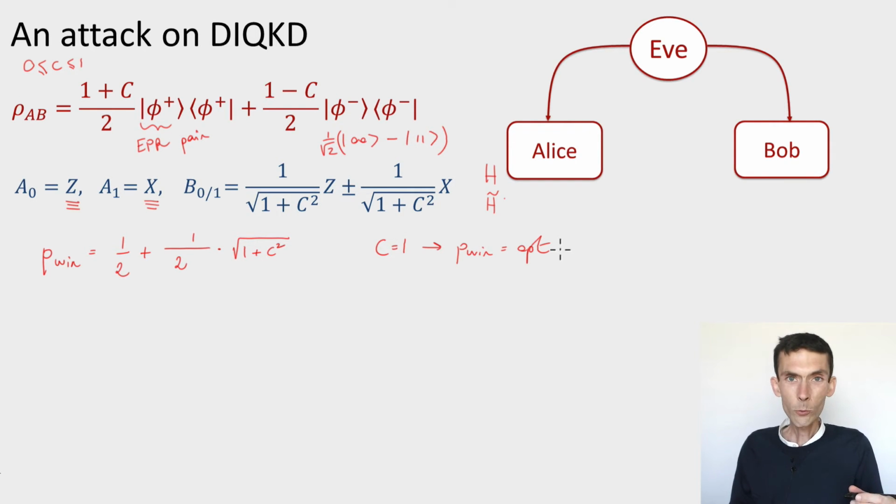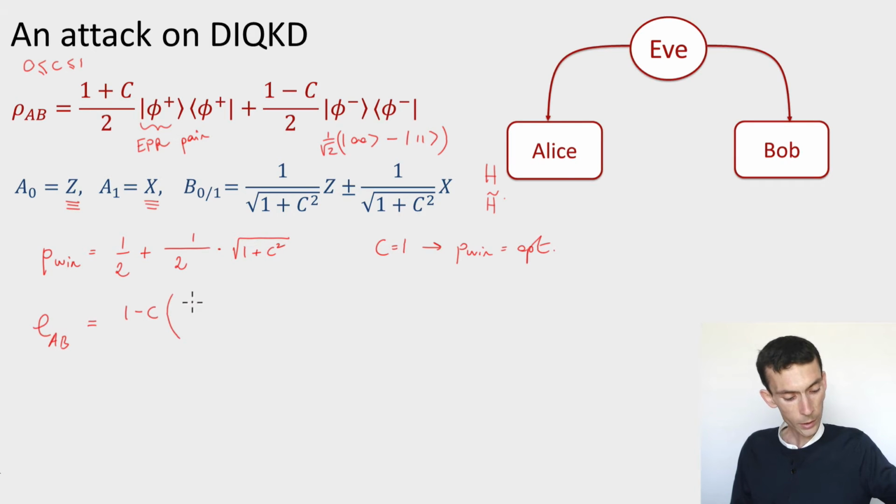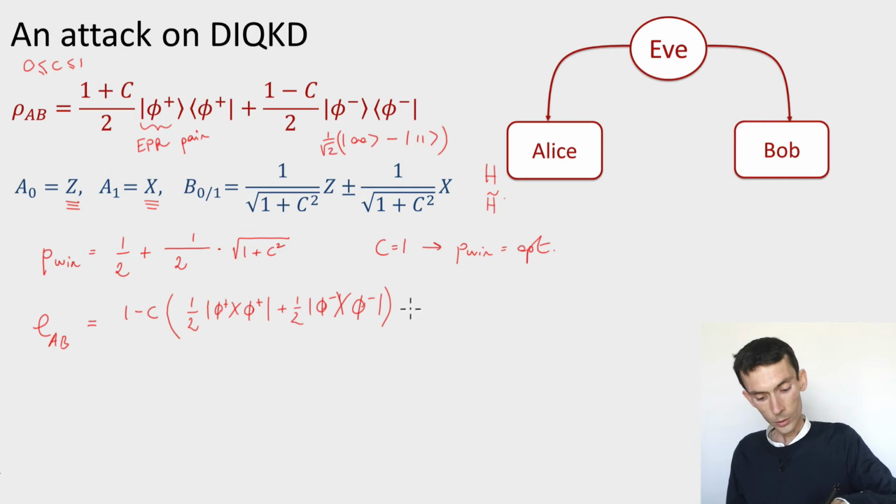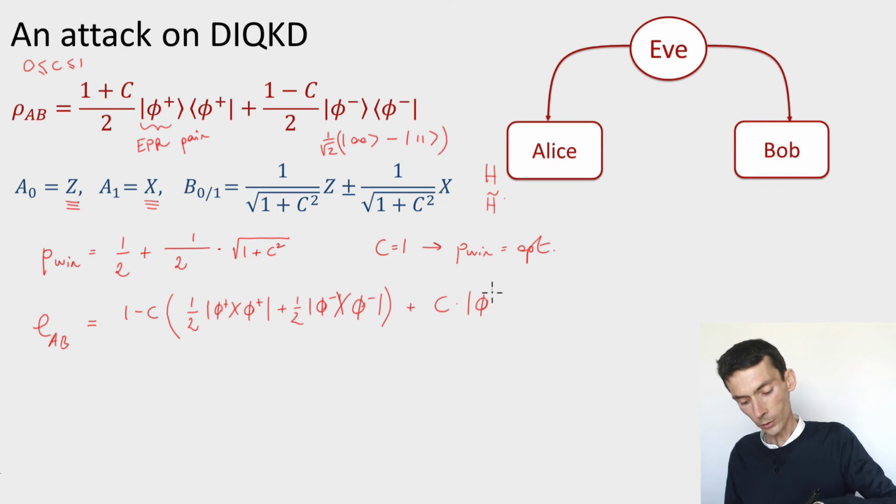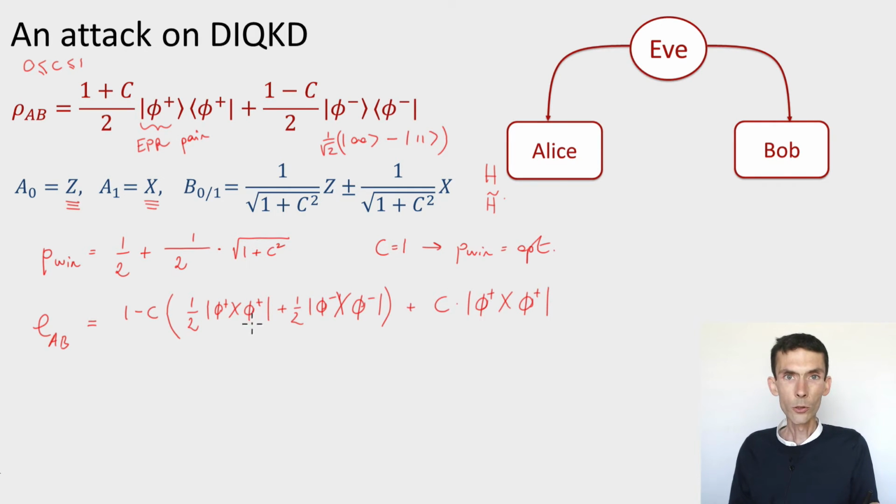The idea is to rewrite this mixed state, the same mixed state, but in a slightly different form. I can write that Rho AB is equal to 1 minus C times the average of phi plus and phi minus, plus C times phi plus. But this uniform mixture of phi plus and phi minus, if you compute what it is, it's actually a pretty boring state.